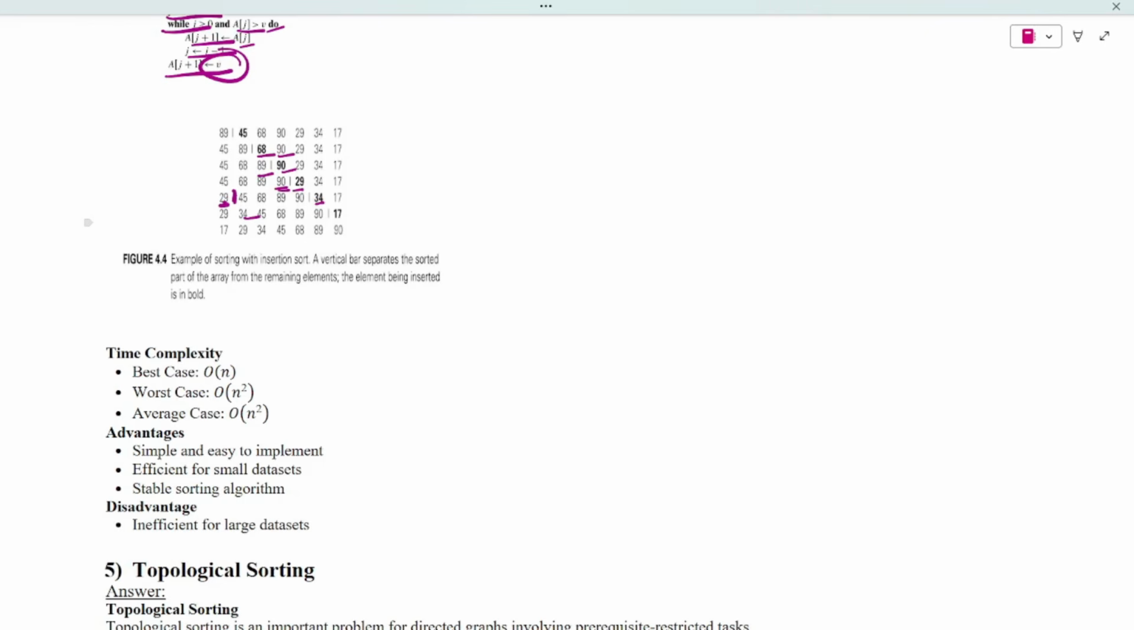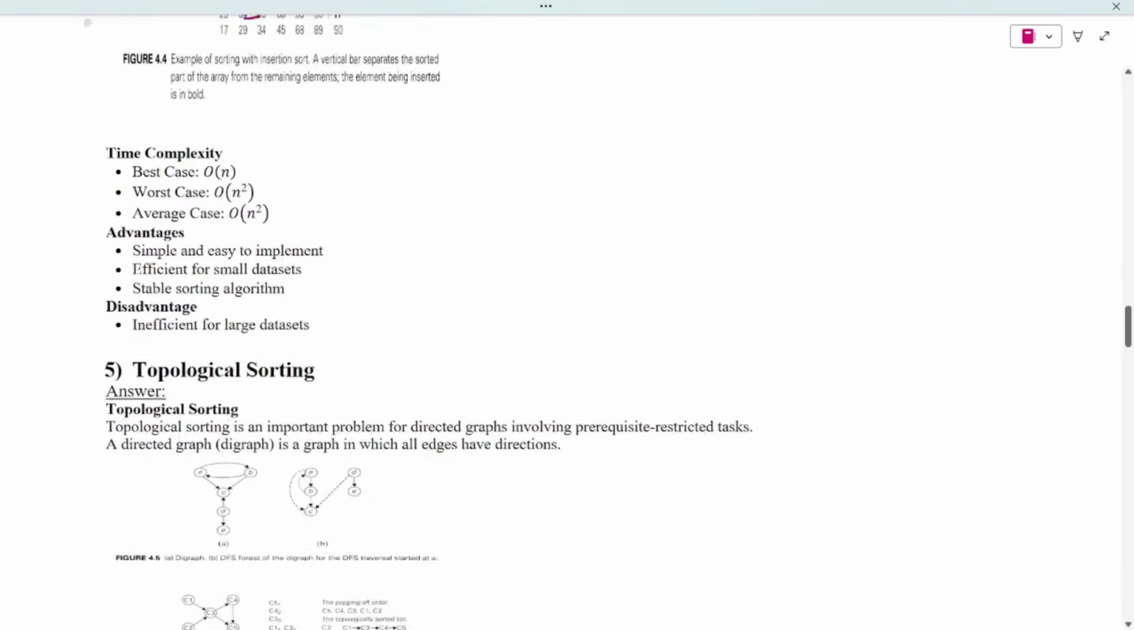See, what I'm trying to say here is 34 will come between 29 and 45. So you'll be inserting 34 there itself directly. That is the insertion sort, how you work.